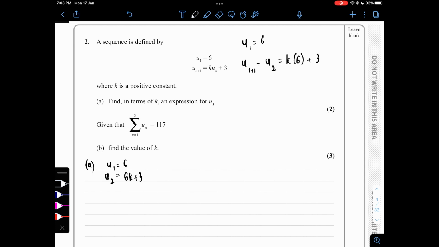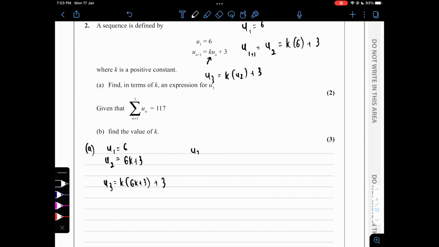Now u3 would be the same thing. So k times u2 plus 3 equals u3, the third term. So that would be k times 6k plus 3, plus 3. Should we expand it? We can expand it. So u3 would be 6k squared plus 3k plus 3. So the answer is this, and both of them are equally correct. Okay. Now let's move on to part B.